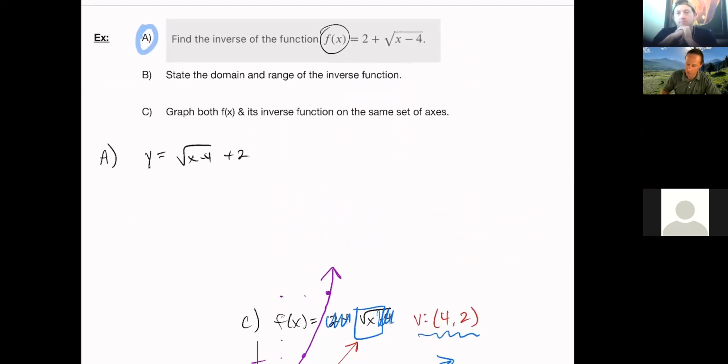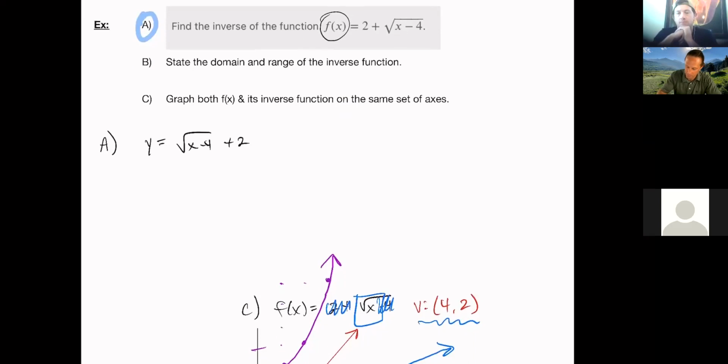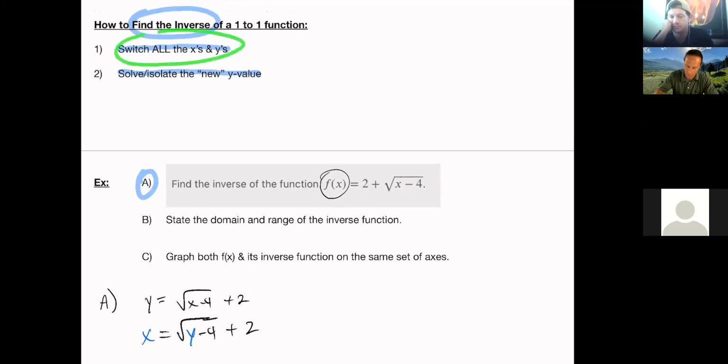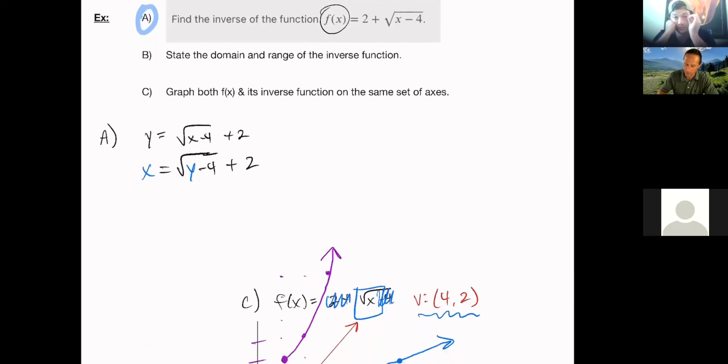So now let's go quickly and solve by first switching the x and the y, because it is, after all, called the inverse, and not touching anything else. That was step 1. Switch all the x's and y's. Sometimes you'll have more than one. And now we'll solve for the new y. So now I'm going to switch to solving. Instead of x equals, I want to get it back to my y equals.